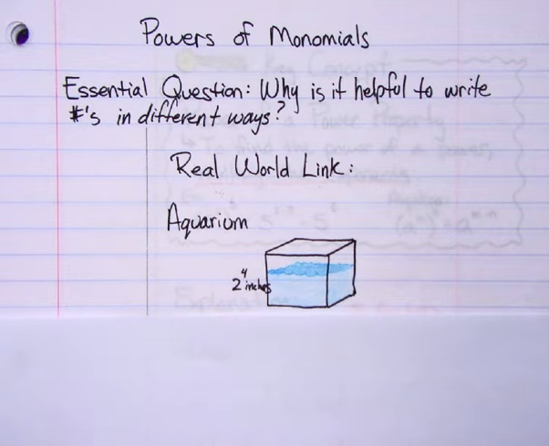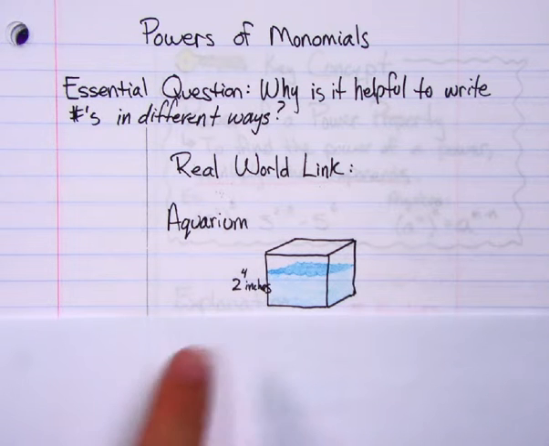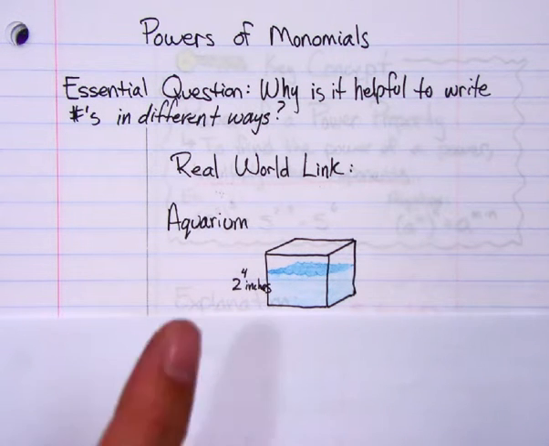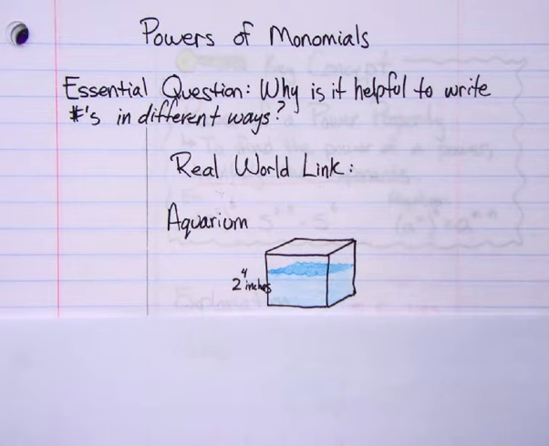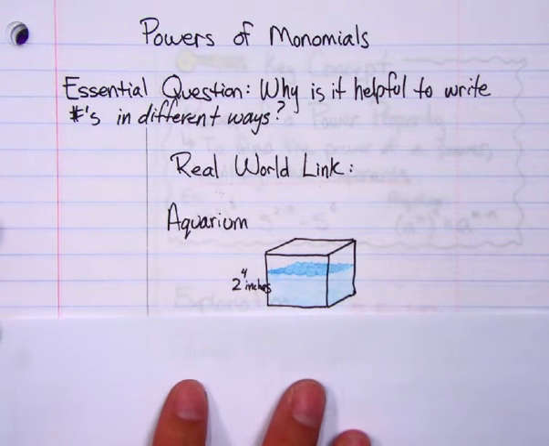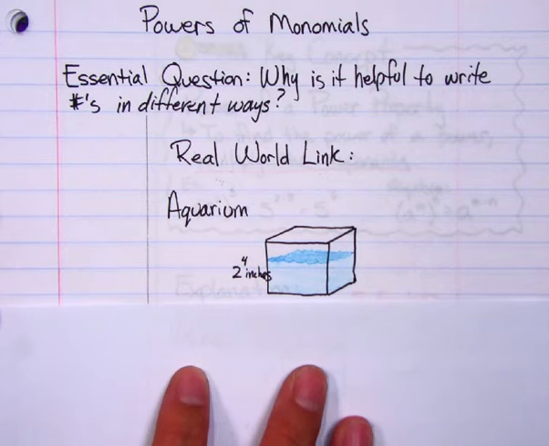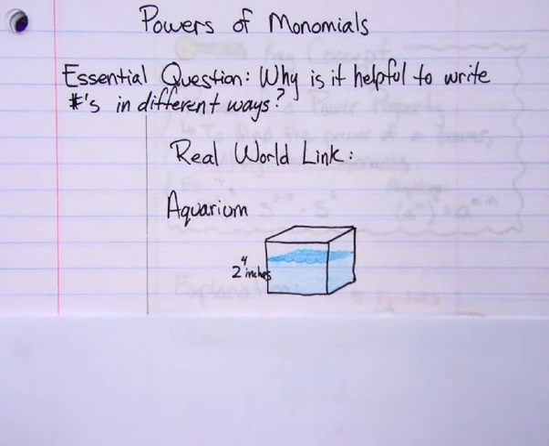Let's say I have a rectangular prism aquarium, and this particular aquarium is actually a cube in shape, so it's all the same size all the way around. It is 2 to the 4th inches long from the top to the bottom. What I would like to know is how much water does that carry? Or in other words, what is the volume of this cubic aquarium?